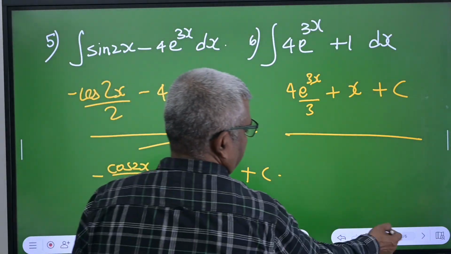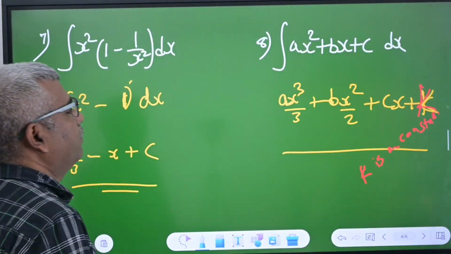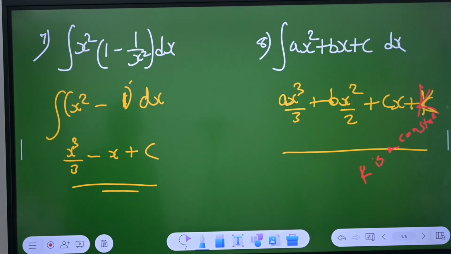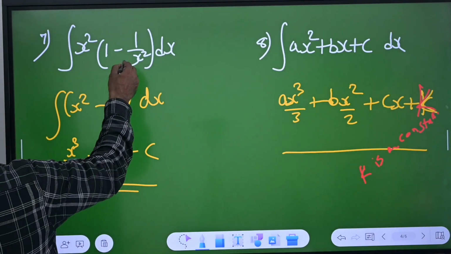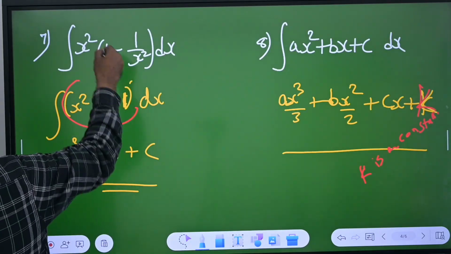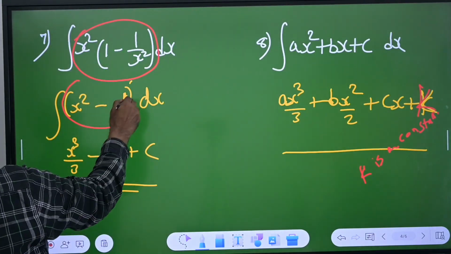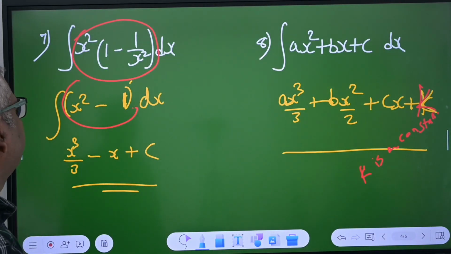Questions number 4, 6, 8 were done very wonderfully. Very nice. First, always simplify the integrand, then integrate it.